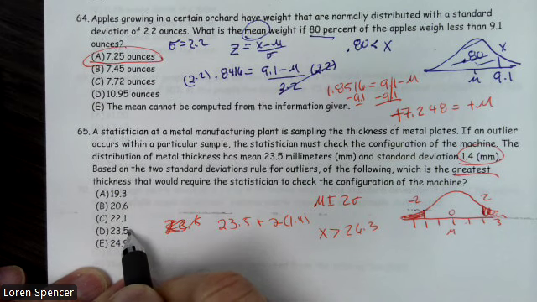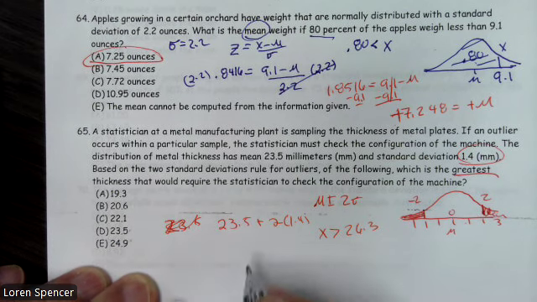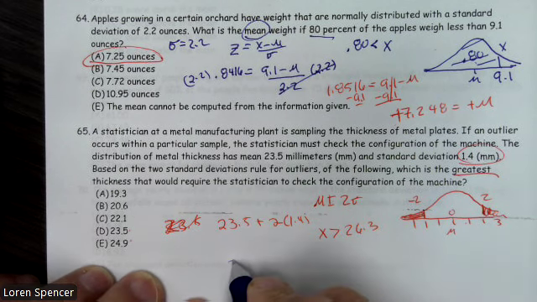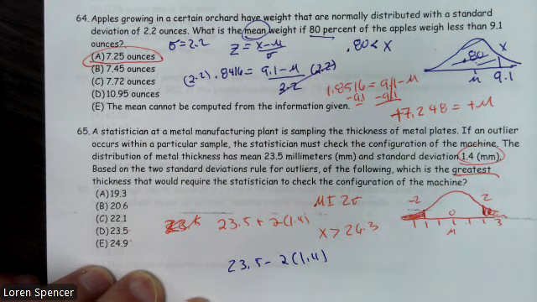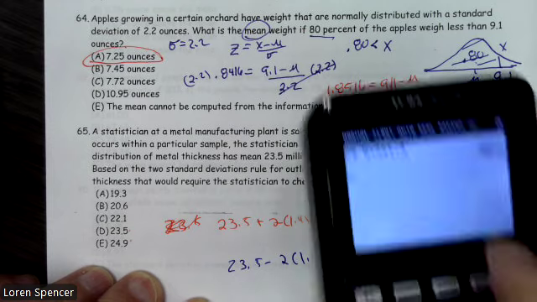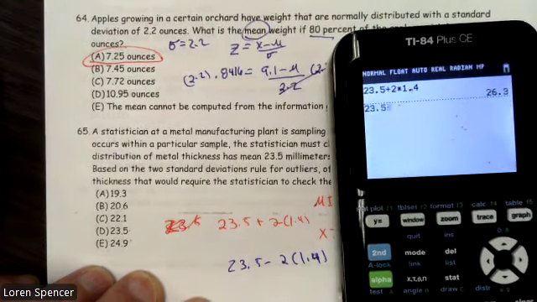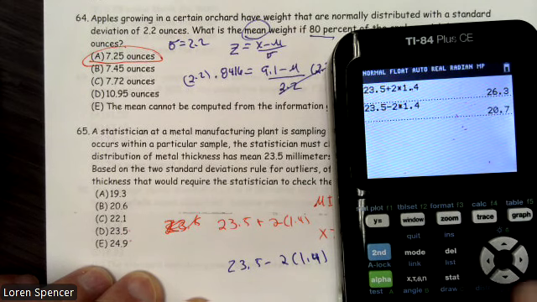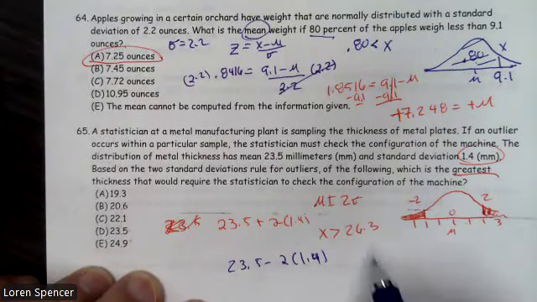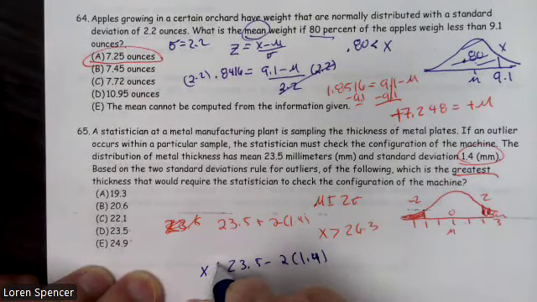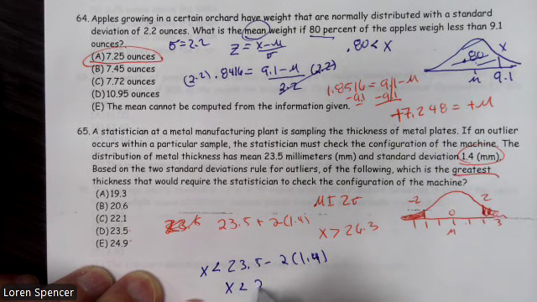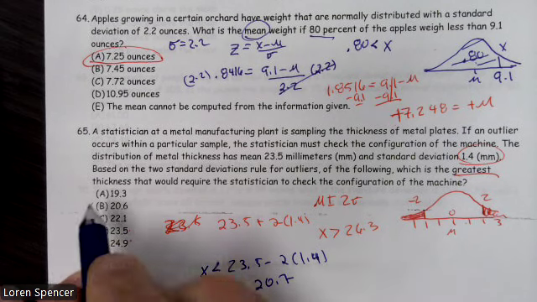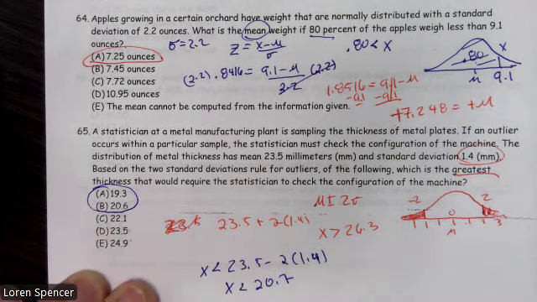Not an outlier, not an outlier. So we got a problem. Let's try this. Let's see if we can go 23.5 minus 2 times 1.4. And we get 20.7. So if x is less than that, it's an outlier. So x less than 20.7. Oh, I have two values that qualify.